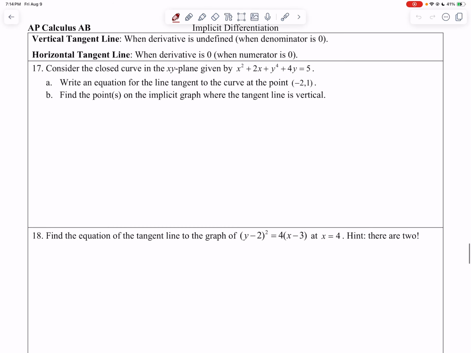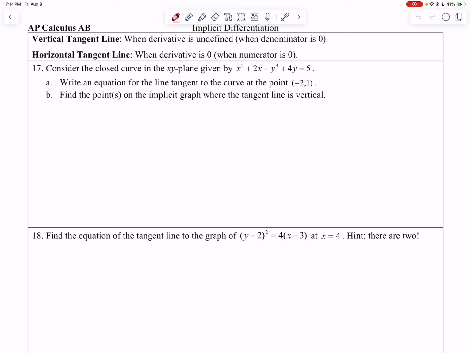Alrighty, in this video we are going to be doing applications of implicit differentiation, so all of these tangent line equations and all of that good stuff. For number 17, we have x squared plus 2x plus y to the fourth plus 4y is equal to 5. For part A, it says write an equation for the line tangent to the curve at the point -2, 1. And part B says find the points on the implicit graph where the tangent line is vertical.